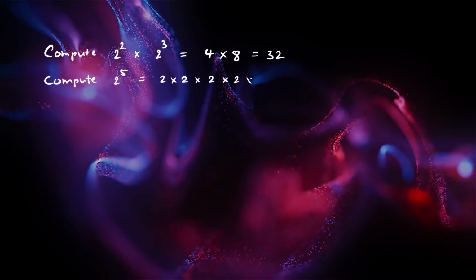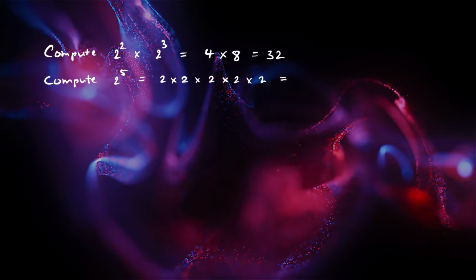Well, we know that 2 to the power of 2 is 4, and we know that 2 to the power of 3 is 8. So we get 4 multiplied by 8, which gives us 32. Now, compute 2 to the power of 5. To do that, we would multiply 2 by 2, by 2, by 2, by 2.